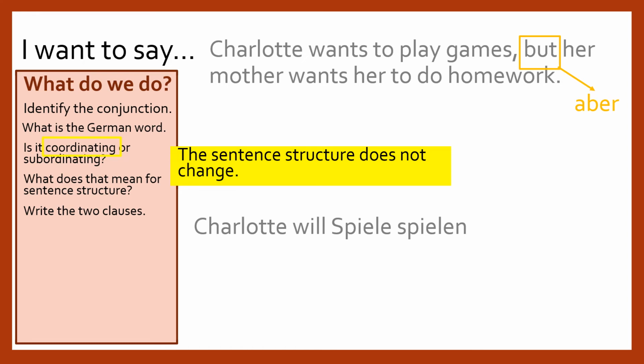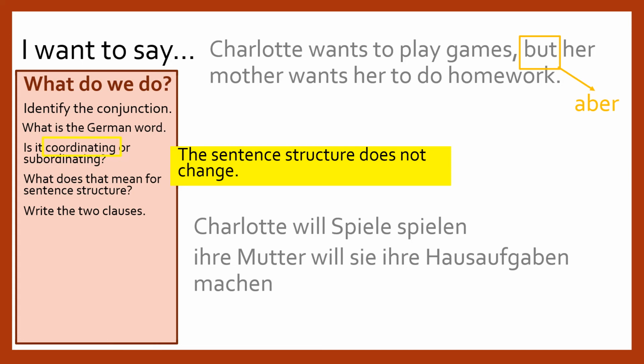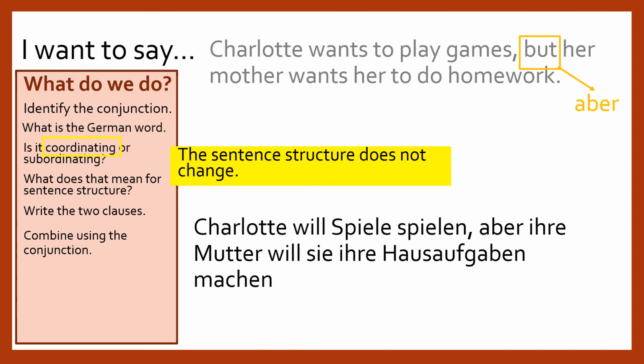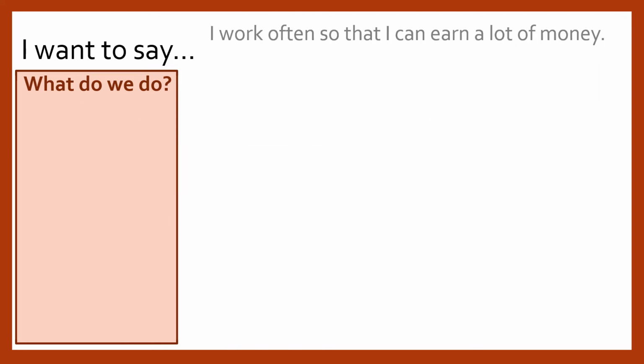So we have "Charlotte will Spiele spielen" and "ihre Mutter will sie ihre Hausaufgabe machen." And then we just combine the two using the conjunction aber to make "Charlotte will Spiele spielen, aber ihre Mutter will sie ihre Hausaufgabe machen." Let's look at another one here. I want to say, "I work often so that I can earn a lot of money."